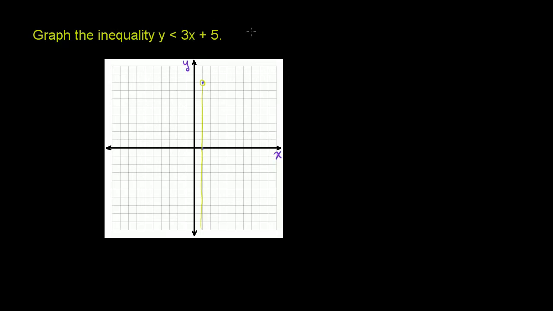So if I were to write y is equal to 3x plus 5, we'd say, okay, 3 is the slope. Slope is equal to 3. And then 5 is the y-intercept. Now, I could just graph the line, but because that won't be included in the y's that satisfy this constraint, I'm going to graph it as a dotted line.